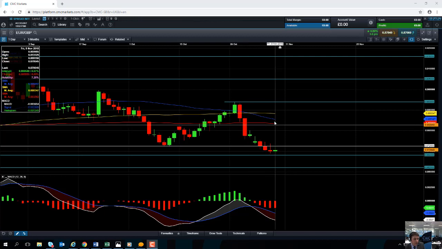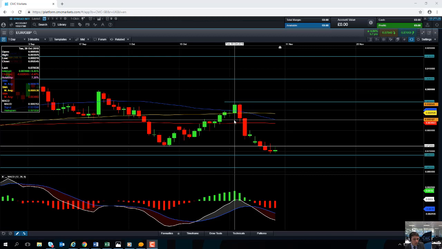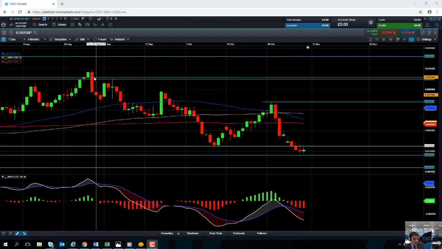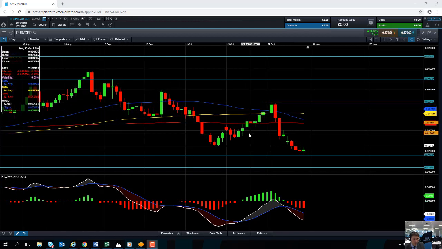It's only if we take out the October high of 0.8939 that we could then actually begin to believe that the downward trend that's been in place since August has come to an end and has been negated.